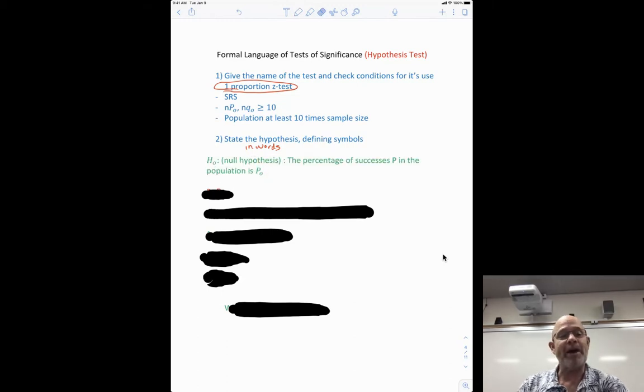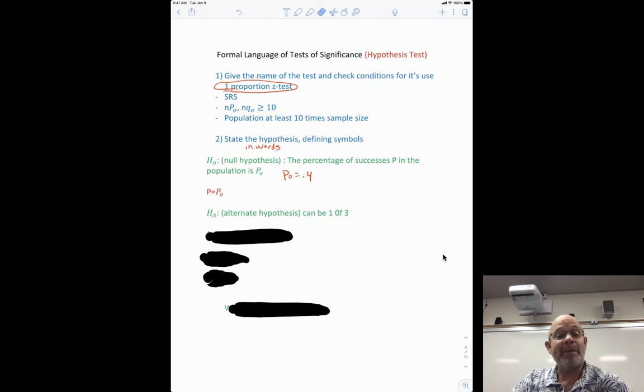So our null hypothesis is going to be something like P naught equals something, right? So the percentage of success P in the population is P naught. That's very vague. It would be something like P naught equals 0.3 or 0.4, but P naught would have some meaning. Like you'd have to say the percentage of people who did their homework over Thanksgiving break is 40%. So you need the words, basically. That's just generalizing there.